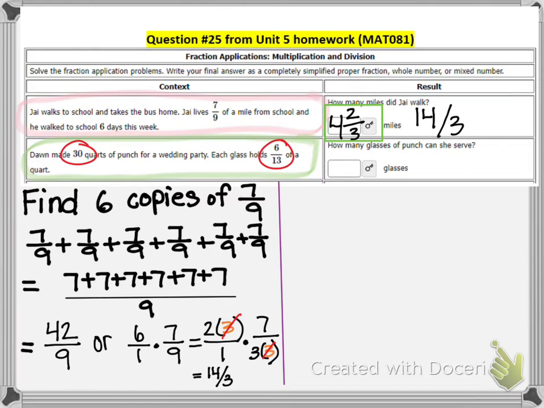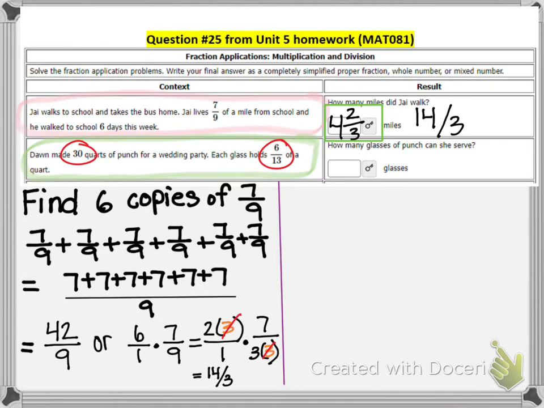I always recommend changing the fractions to whole numbers in your mind to help you understand how to set the problem up. And then once you know how to set it up, you can replace the whole number with a fraction. So here's what I mean. Let's say instead of each glass holding 6/13 of a quart, each glass held 2 quarts. Let's make it something simple. So if she had 30 quarts total and each glass held 2 quarts, that means we could get 15 glasses because we would just do 30 divided by 2.